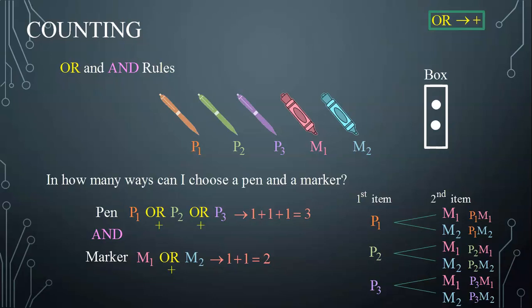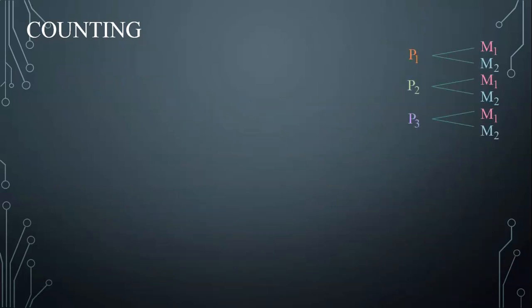So in total, you see we have 6 possibilities for choosing 1 pen and 1 marker, which in fact results from multiplying 3 and 2. Then AND means multiplication, which is the AND rule for counting. Now this diagram I use to determine the possible ways I can choose 1 pen and 1 marker is called a tree diagram. Tree diagrams are also a way to count possible outcomes.